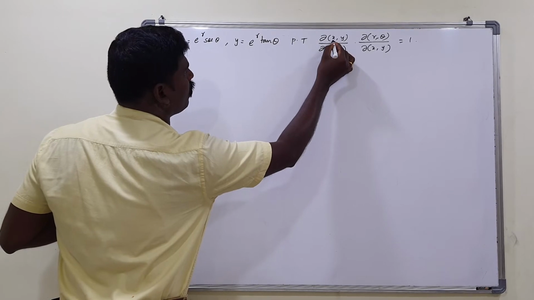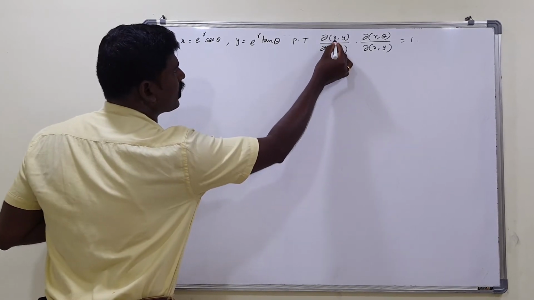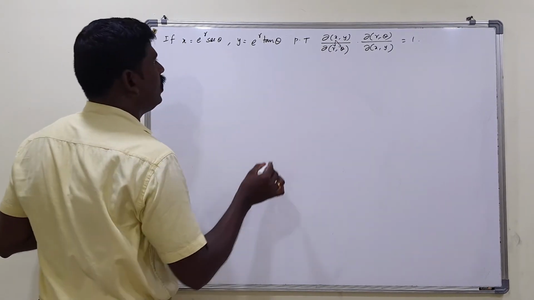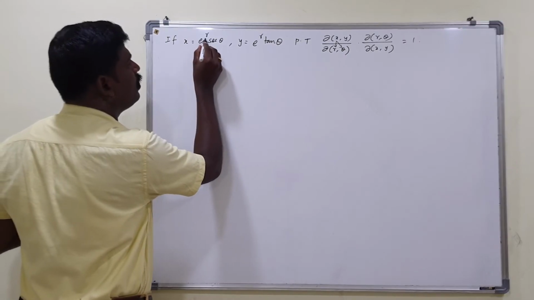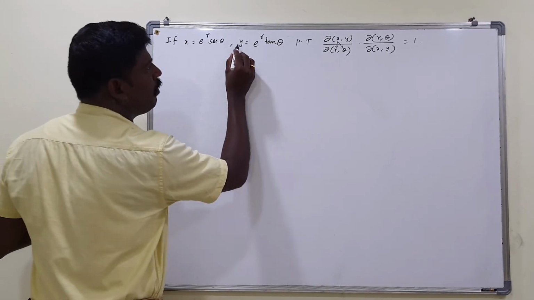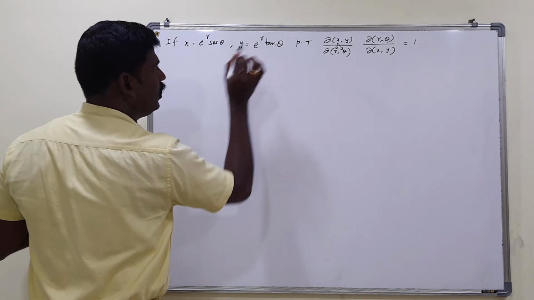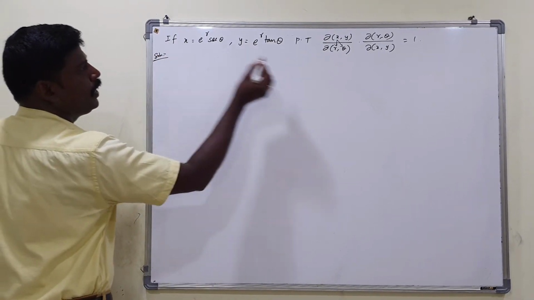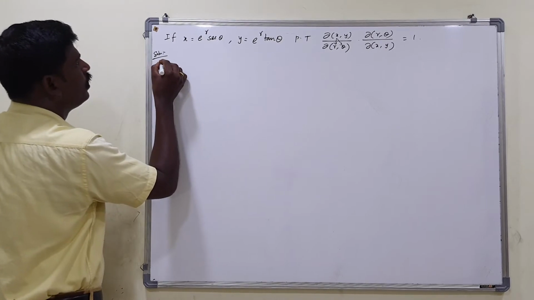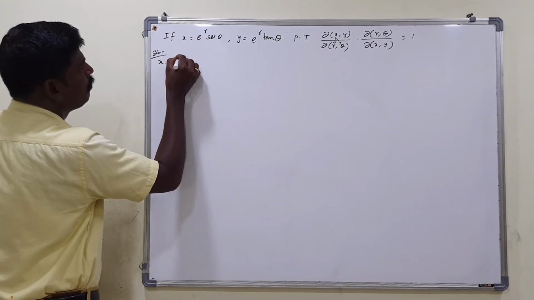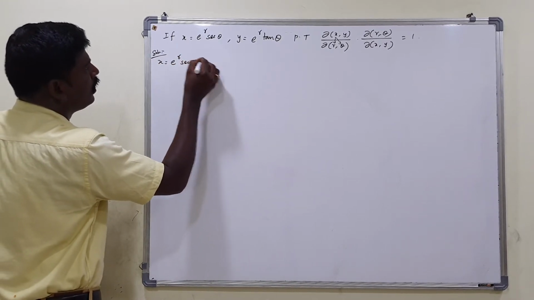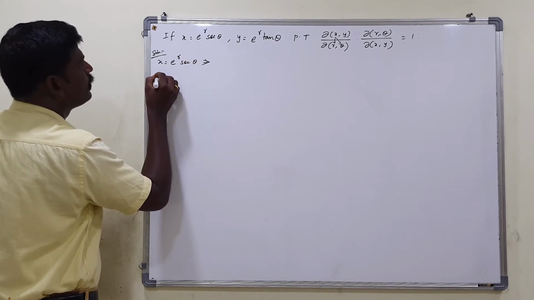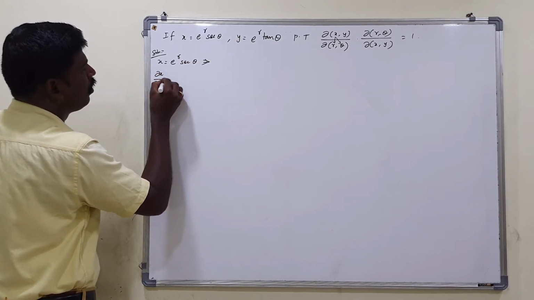So we need x in terms of r and theta. First of all, I am going to find out the derivative of x with respect to r and theta partially. That's why x is in the form of r and theta. Same like that, y is also in the form of r and theta. So from that we can find out ∂x/∂r and ∂x/∂θ, isn't it? So x is equal to what? E power r secant theta, isn't it?